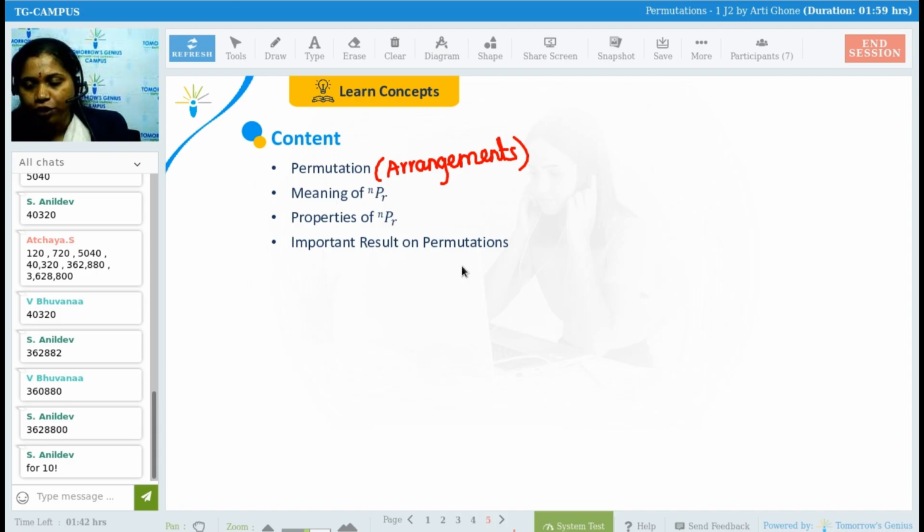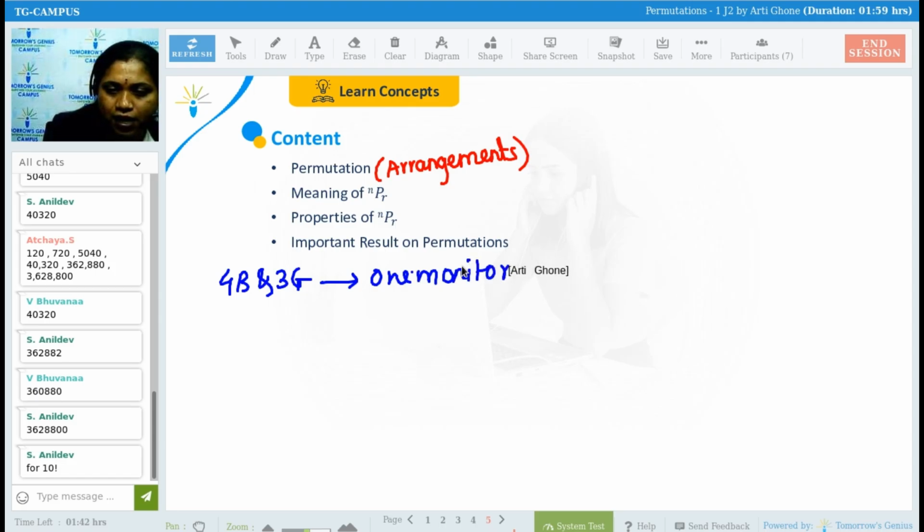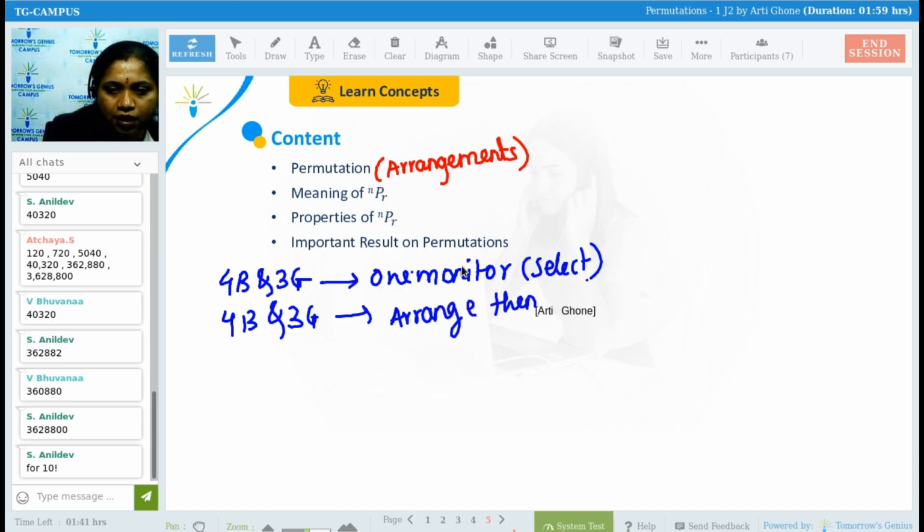See, I want to select one monitor out of 5 girls and 2 boys. Or we take 4 boys and 3 girls, out of which I want to select one monitor. What is the property used over here? Selection. And in the next example, in my class I have 5 boys and 3 girls. I want to arrange them in a row.